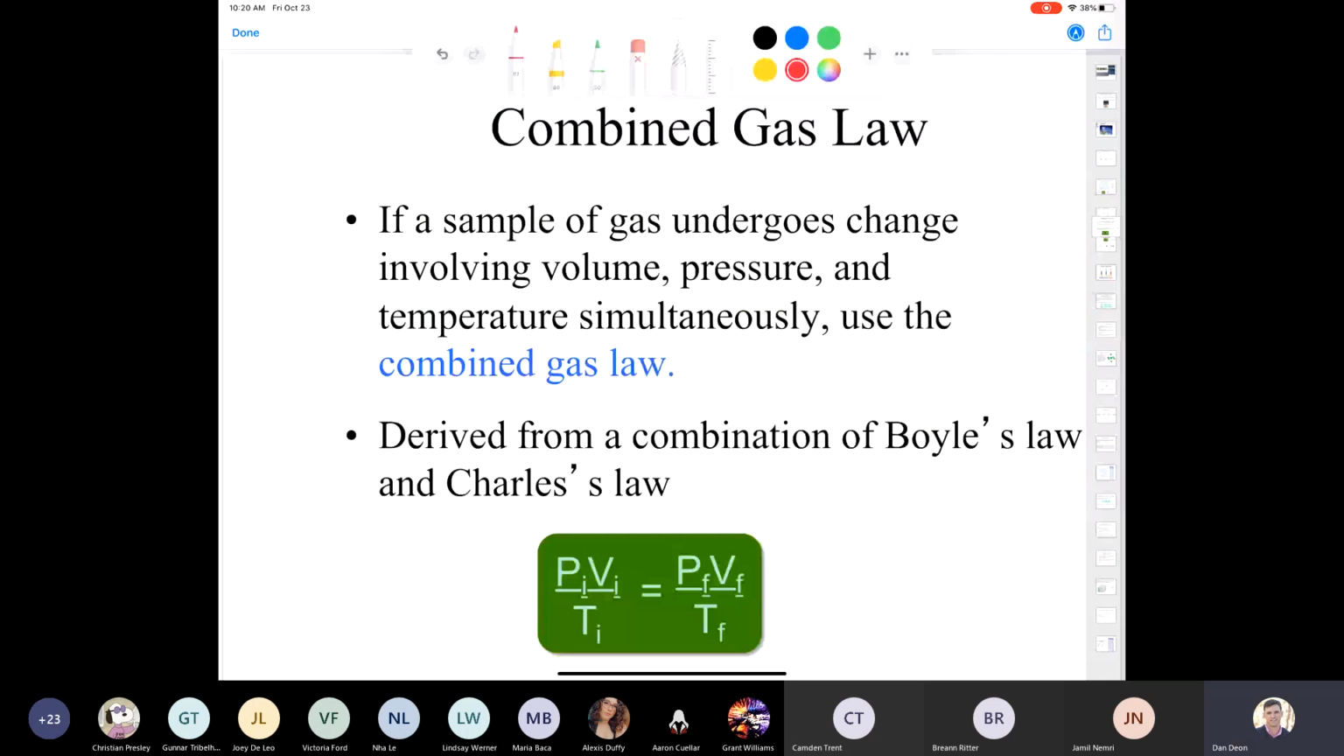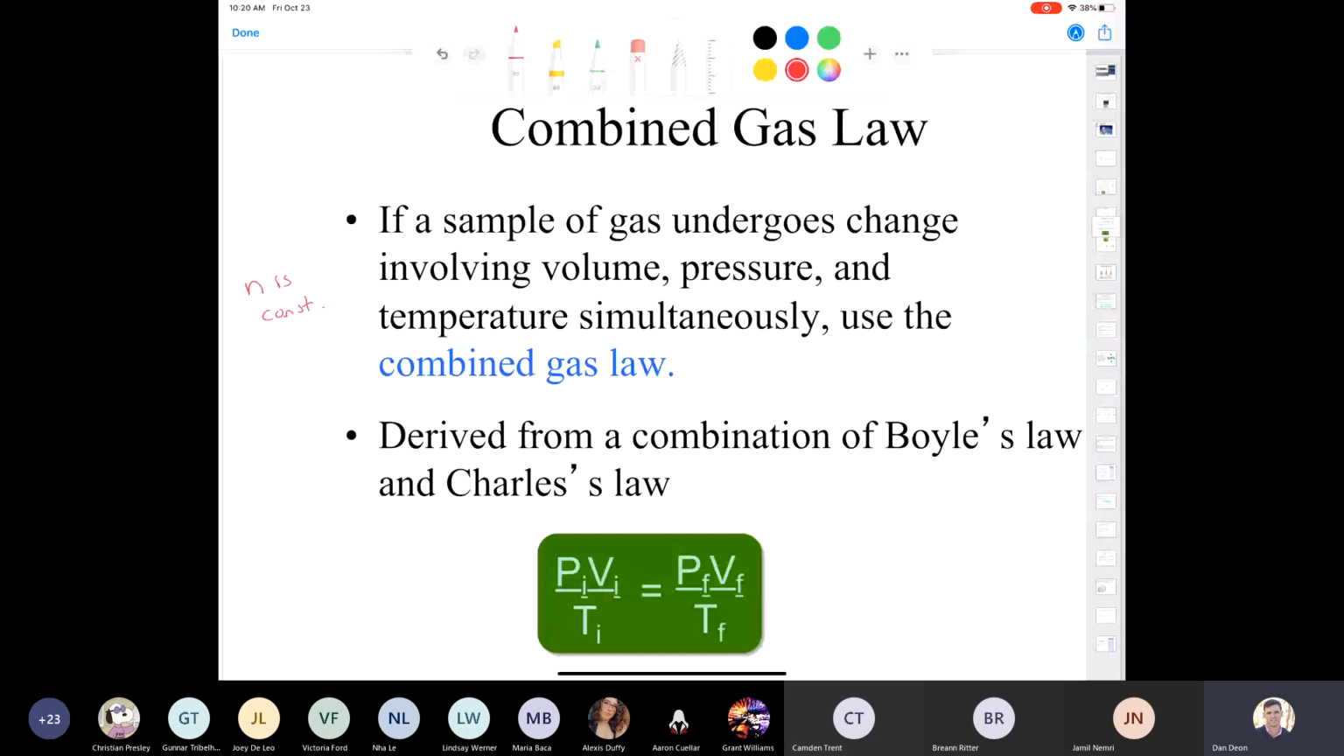All right. Well, now we're going to put Charles' and Boyle's law together in what we call the combined gas law. Because if a sample of a gas undergoes change involving volume, pressure, and temperature, N is constant. Write that over here. The number of moles is constant, the amount of gas. We can combine those laws together to get the combined gas law.